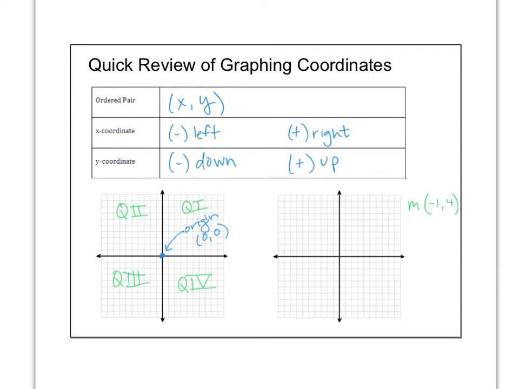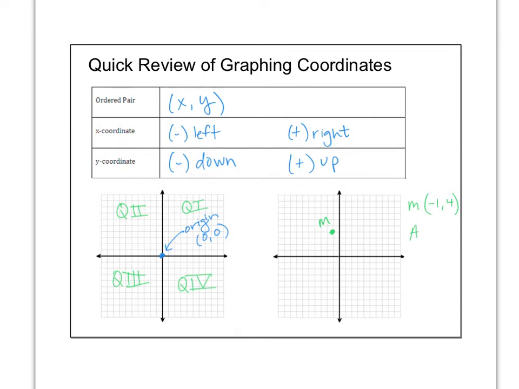So real quick review, let's say you wanted to graph point M at -1, 4. That means go left 1, up 4. Remember, when you count, you don't count where you start from. You count over 1 to the left and then up 4: 1, 2, 3, 4. So the point would be right here. That would be M. And of course you don't really want these little marks on there, so I'll take those off.